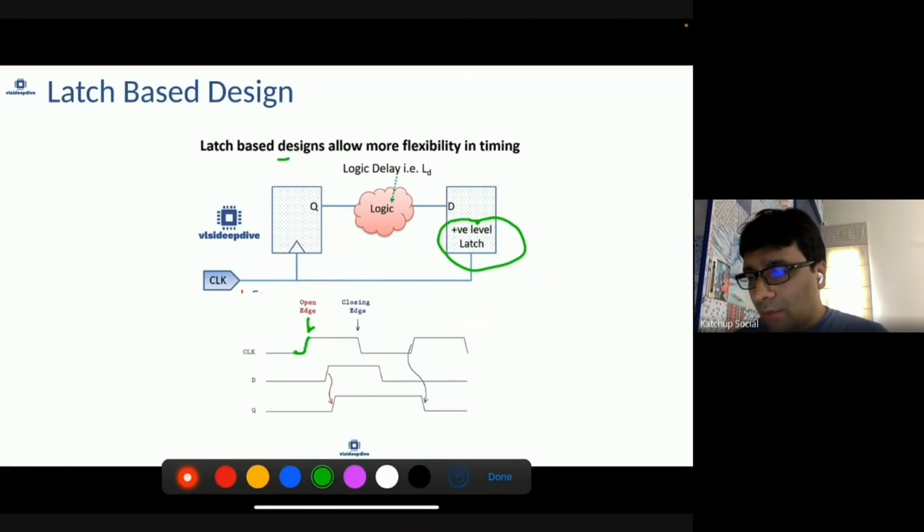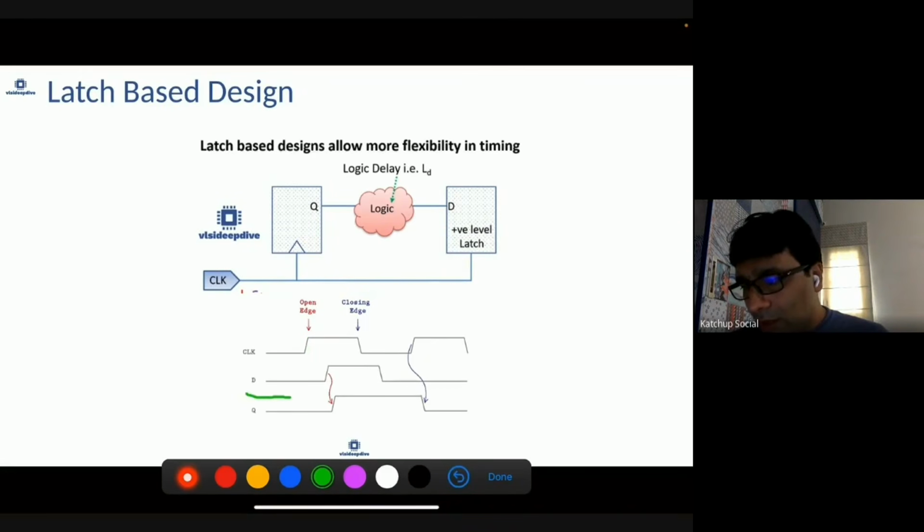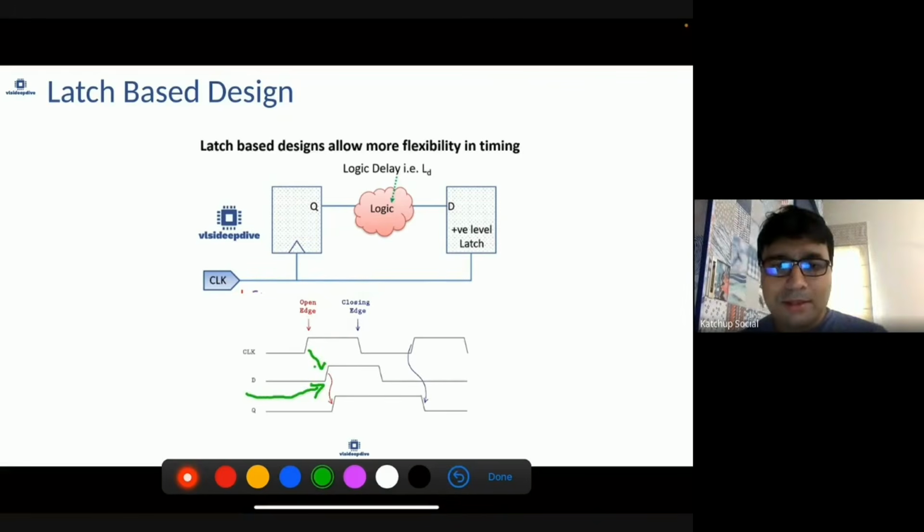How does latch provide more flexibility than flop? Once the latch opens, it can capture the data here, it can capture the data here, it can capture the data here. So in this case, data actually arrives later than the clock edge, and latch can still capture that data from D to Q pin.